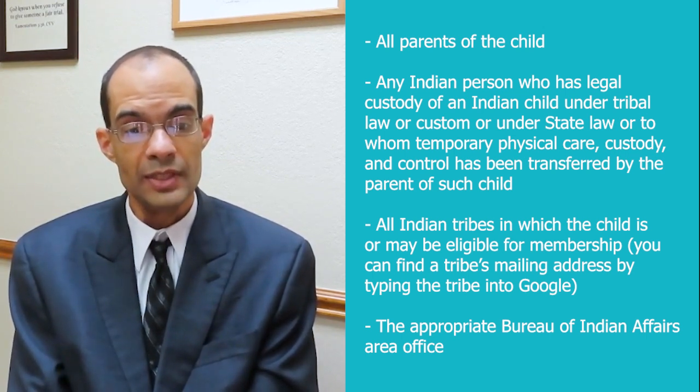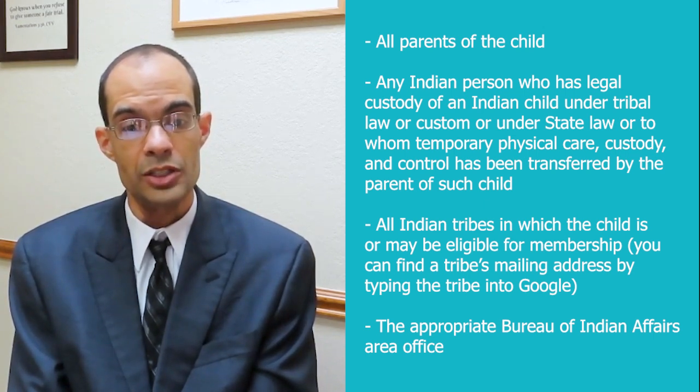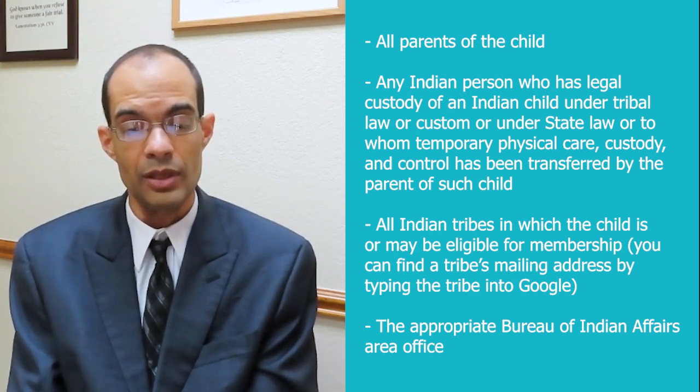You also need to send an ICWA notice to the Bureau of Indian Affairs area office, and to find the appropriate office for your region, click on the link to the BIA website in the description box below. And along with the ICWA notice, you must also send to each of these entities a copy of the petition and a copy of the order of the hearing. And you have to send these documents by registered mail. Be sure to tell the postal clerk to send them by registered mail, not by certified mail.